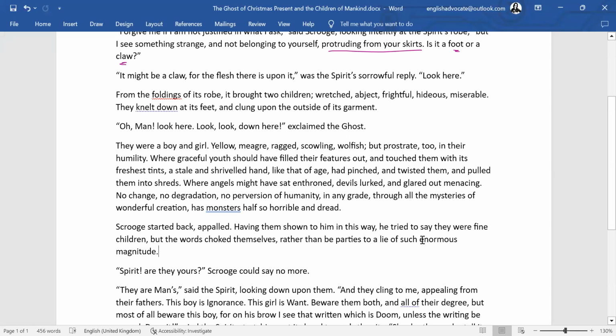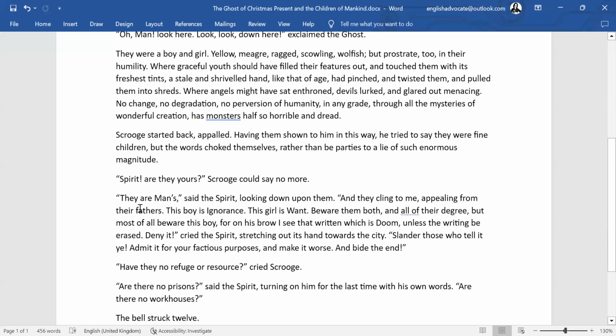This would be a lie of such enormous magnitude, of such huge depth, huge extent. And the only thing he can ask is, "Spirit, are they yours?" And the ghost says, "They are man's," so they are mankind's. "And they cling to me." So these two children desperately take hold of Christmas. The boy is Ignorance, the girl is Want.